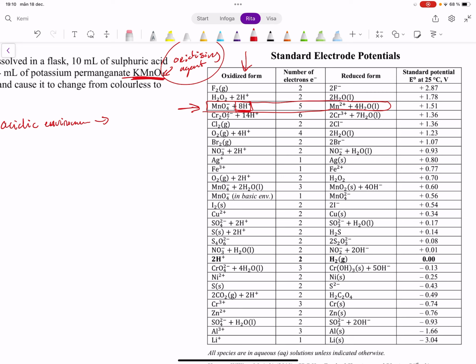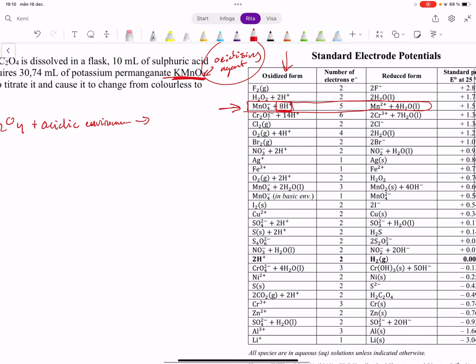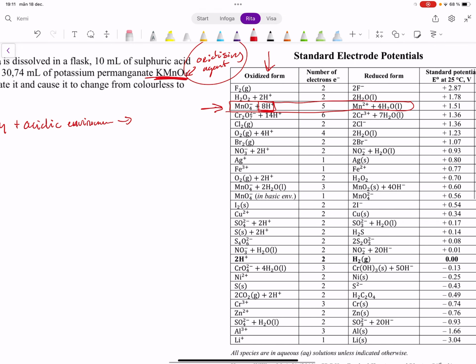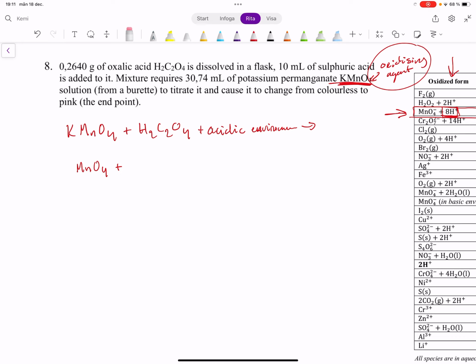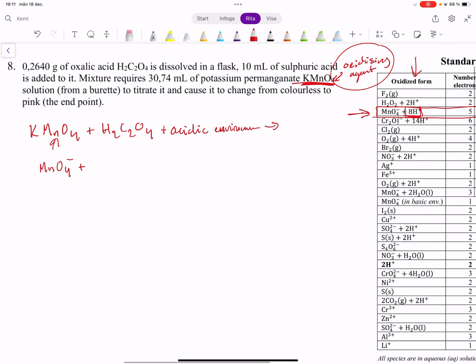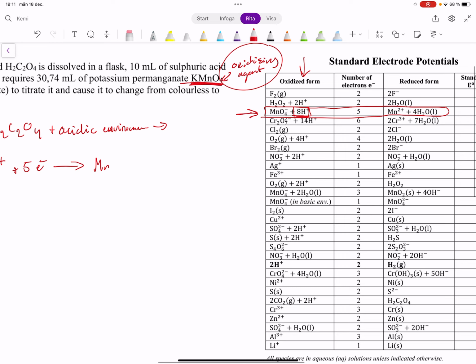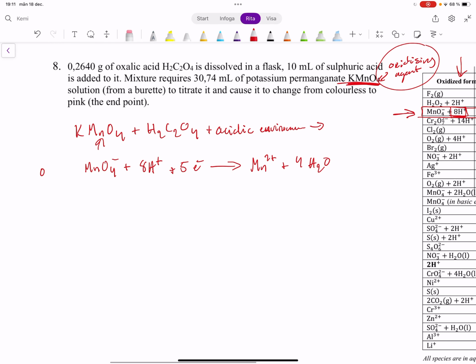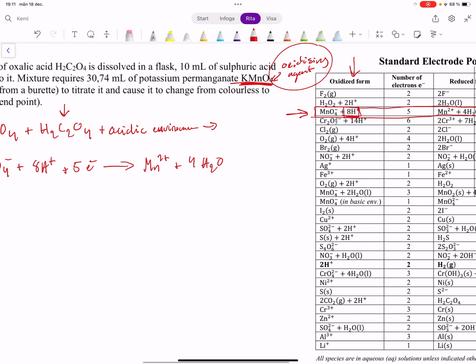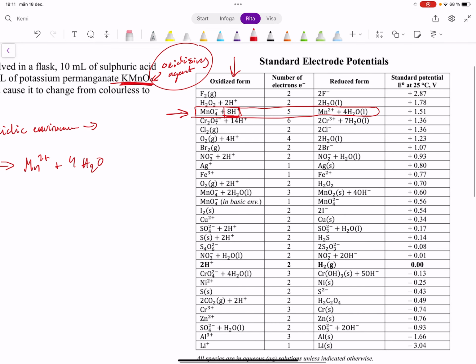So when we write the half equation of this, we take this exact reaction: MnO4 minus plus 8 hydrogen plus 5 electrons equals Mn2 plus plus 4 H2O. So that will be the oxidizer, and then the reducing agent will be this one. Because this is the reducing agent, you have to look at this side of the table.